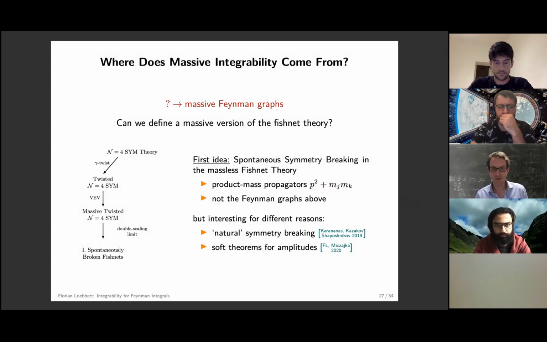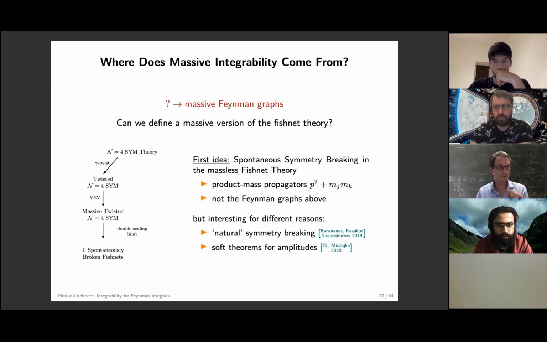Still, this theory is interesting for different reasons, as shown by Volodya and company, because it allows for some natural symmetry breaking. It's a non-supersymmetric theory which has conformal symmetry breaking, where still some of the vacua survive the quantization. And in this theory, we also have particular soft theorems for scattering amplitudes. So in the broken phase where the masses are introduced, you still see the conformal symmetry of the original theory in soft theorems for scattering amplitudes.